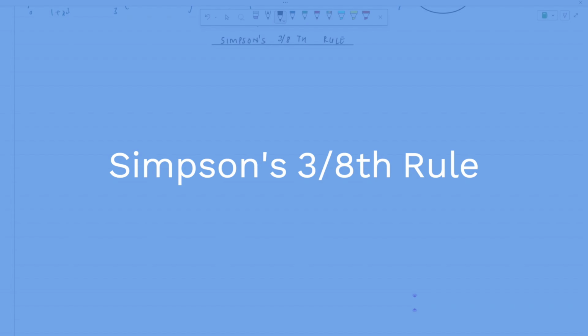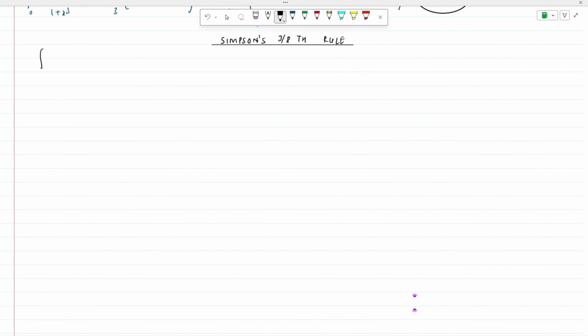So the formula in Simpson's 3/8 rule goes like this: the integral from a to b f of x dx is evaluated as 3h by 8 times (X plus 2 times T plus 3 times R). Again, here h is the step size, so we'll not write about the step size. Capital X is the same, the sum of extreme y ordinates.